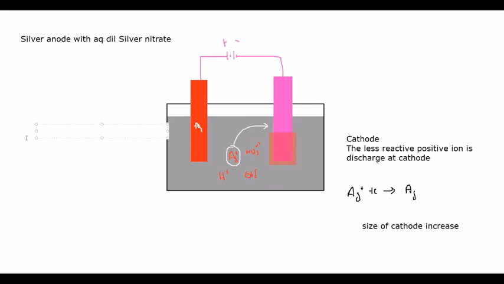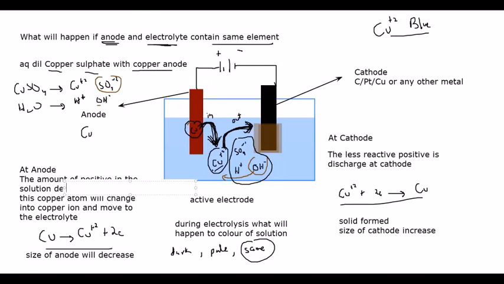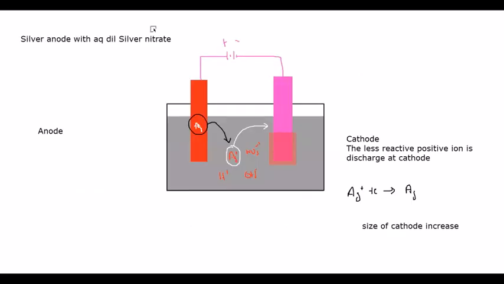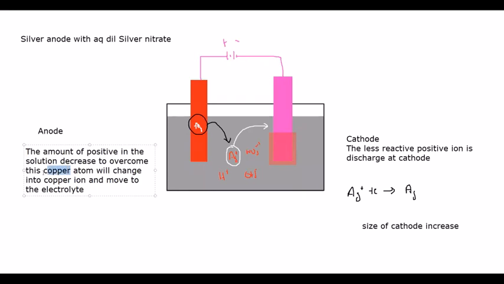Then what will happen at anode? Basically, the negative ions are attracted, but before their movement towards the anode, the silver atom, because the amount of positive ion in the electrolyte decreases, will go inside the solution and change into silver ion. So the silver atom will change into silver ion and move to the electrolyte, by losing one electron.